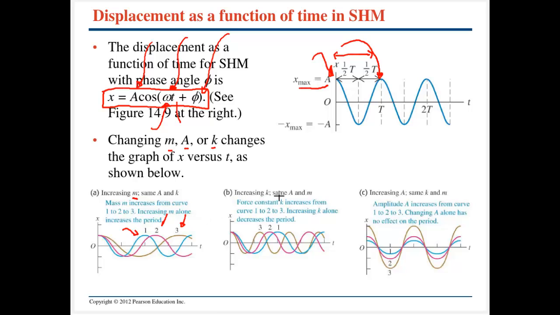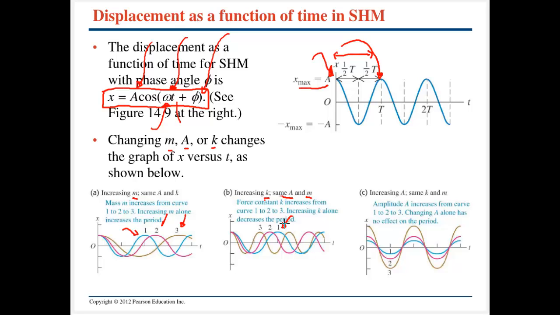If we kept the amplitude and the mass the same and we increased the stiffness of the spring, intuitively you would think, okay, that's going to make the spring oscillate back and forth more quickly because it's going to have more strength to it, if you will.